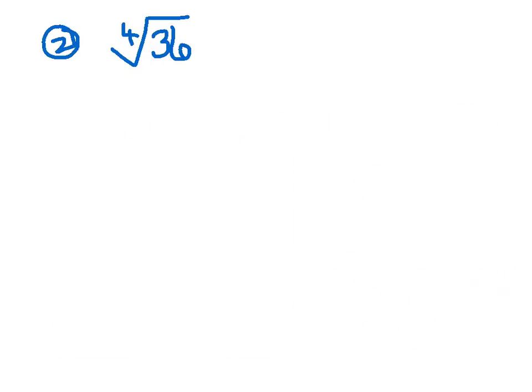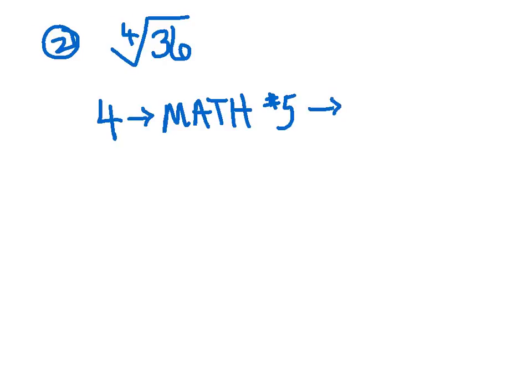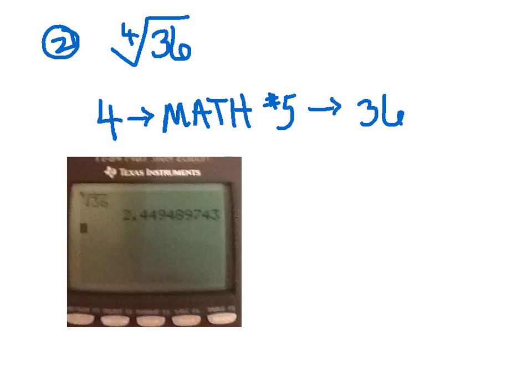Let's do two more. Okay, they want us to take the fourth root of 36. All we're going to do is we're going to start with a fresh, clean screen on our calculator. We're going to type in the 4 first. Then we're going to go to the math menu. We're going to choose option number 5 from that menu. I'm going to put little arrows in between these steps. Hopefully that'll clarify. After you choose option number 5, we can type in our 36, hit enter, and see what you get. Hopefully your screen looks something like this.